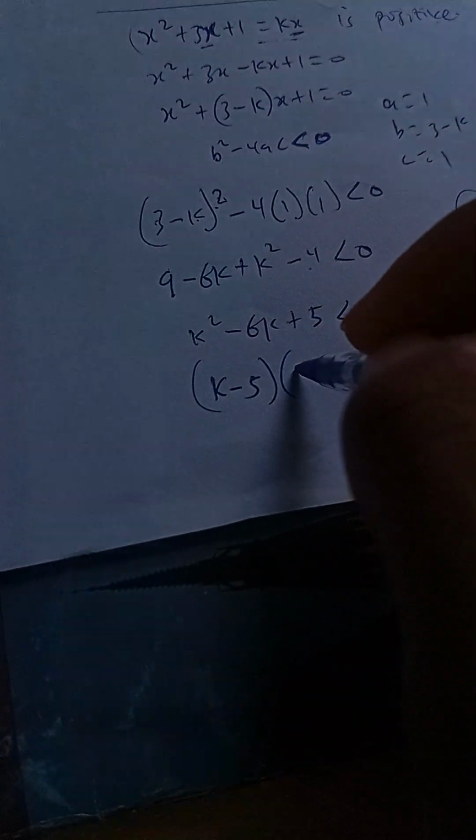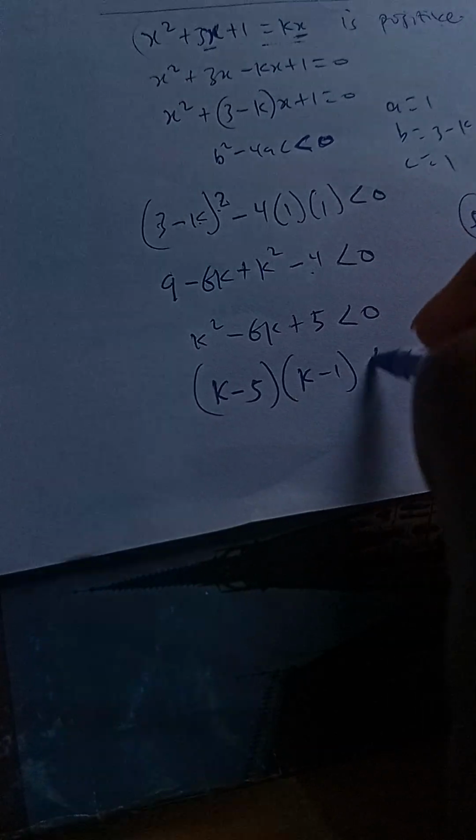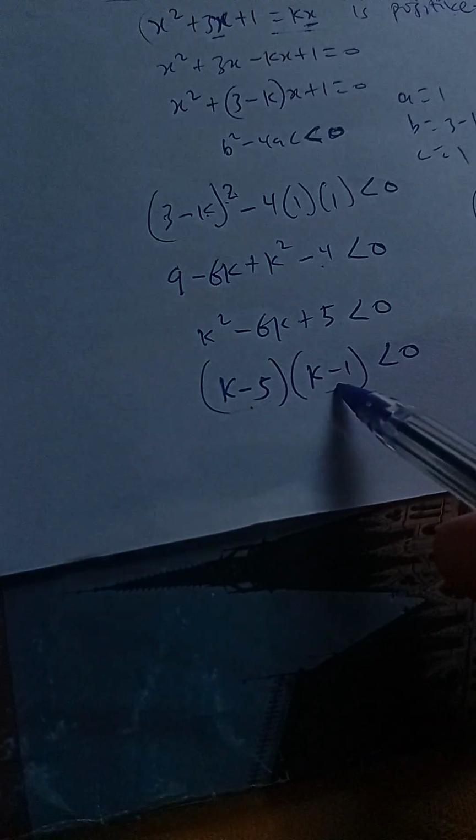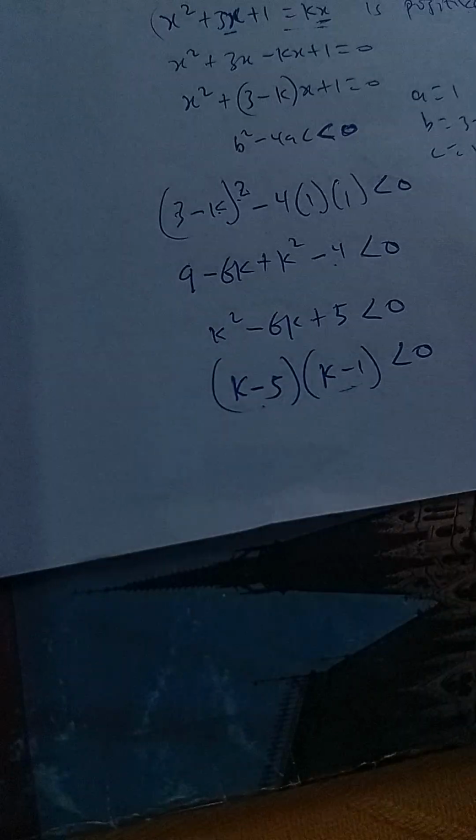Yeah, so my answers were 5 and 1. Since I know I'll get 5 and 1 at the end of the day after solving this quadratic equation, it means that in the bracket was k minus 5 multiplying k minus 1, less than 0. So that when I equate this to 0, I get 5, and equate this to 0, I get 1. So now, how do I get the range of values of k?